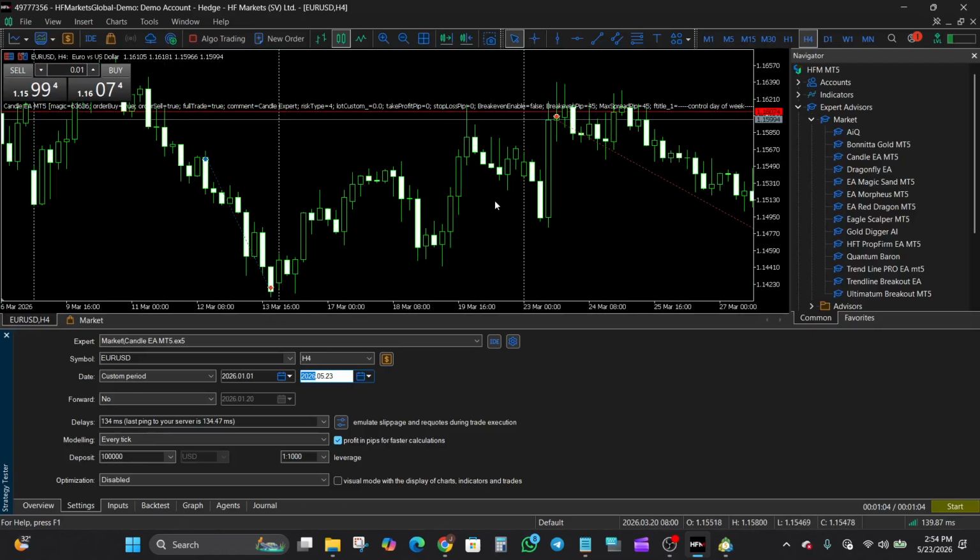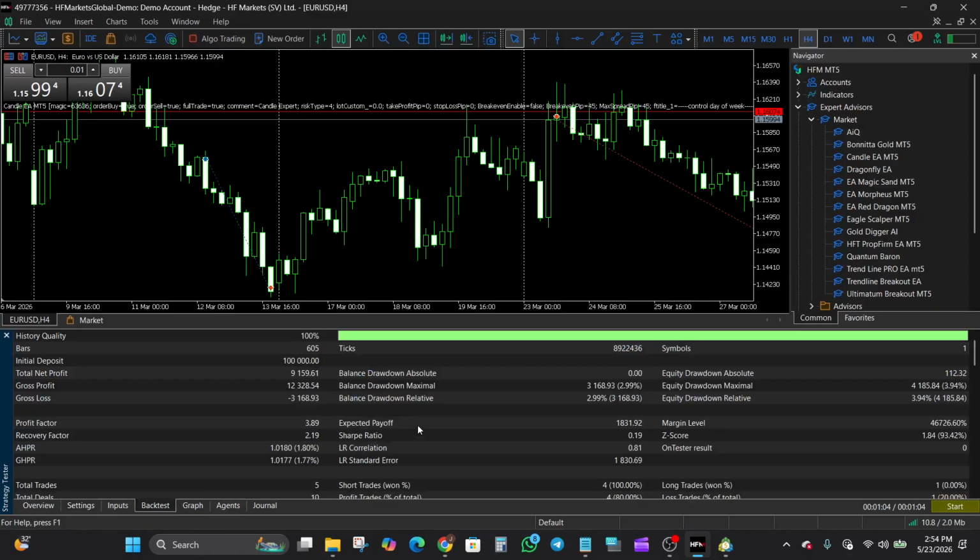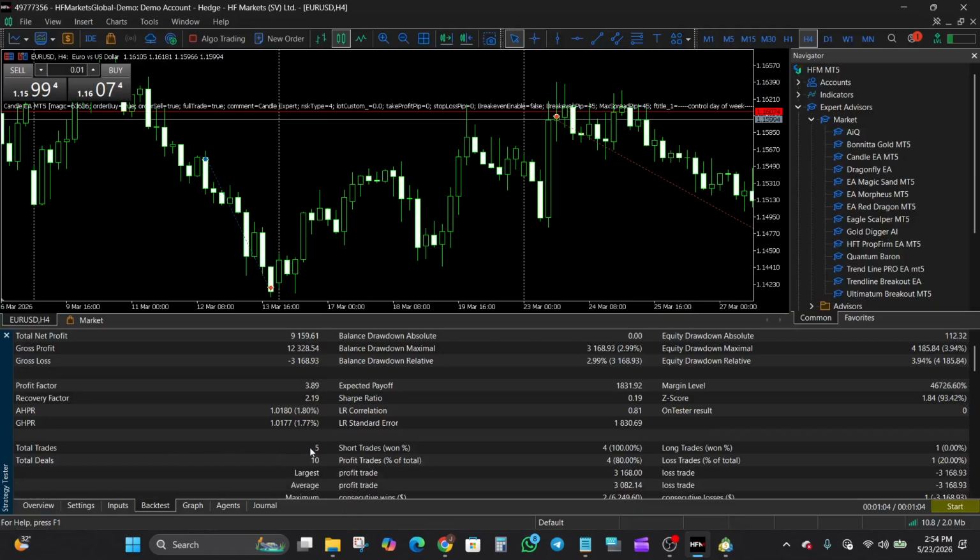Now it's important to remember that this is strictly historical backtest performance, and results can vary significantly depending on broker execution, spreads, slippage, and your chosen risk settings. So let's just look at the results themselves. We can see that from an initial deposit of 100,000, the total net profit was 9,159.61, and the total trades taken were just 5. 4 trades were short with 100% win rate. The long trade was just 1, and it was a losing trade.